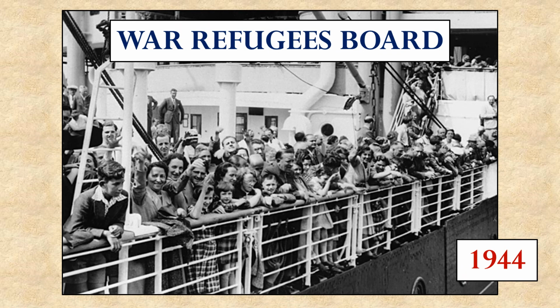The United States, realizing that Jews were being systematically hunted down in Germany, created a War Refugees Board. This was an agency set up to help Jews escape the Nazis. But notice it wasn't created until 1944. The war would be over by 1945.